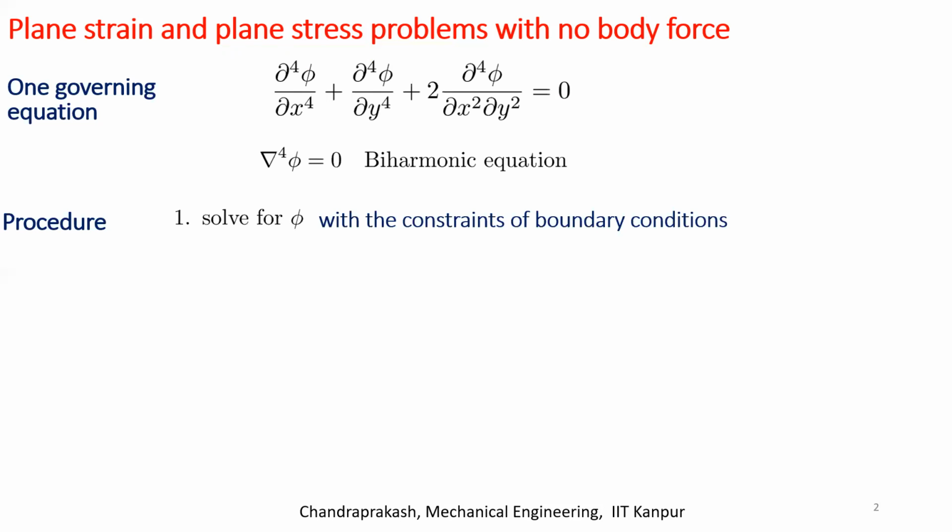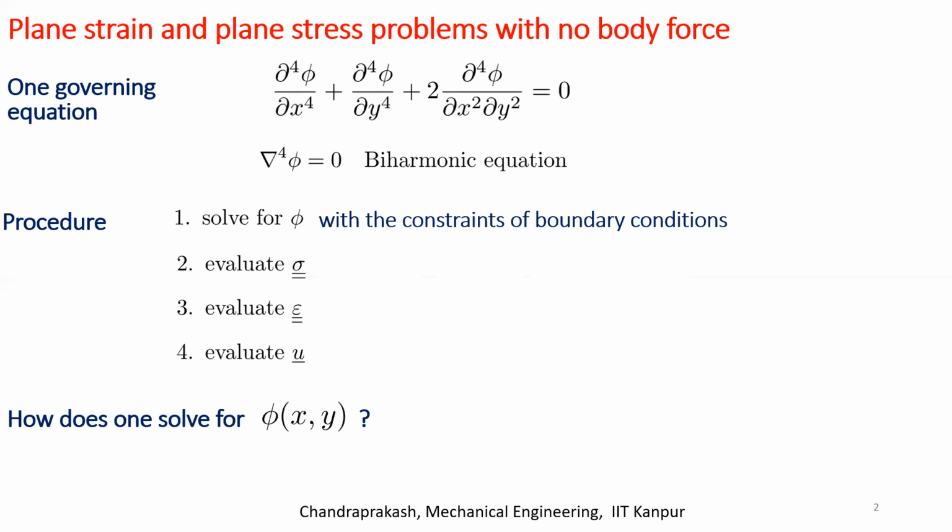And what did we say was the procedure? You solve for this with the boundary conditions, and that is the reason we are in the process of developing the general solution. And once you know phi, you can evaluate the remaining three quantities, which are the goal in the boundary value problem. So how one solves for phi is what we are looking at right now.